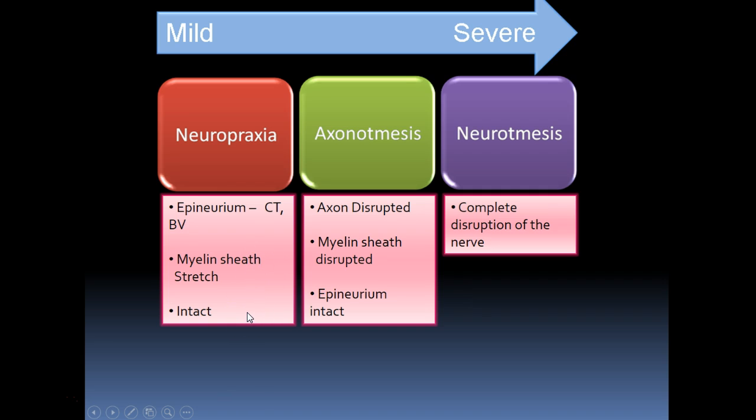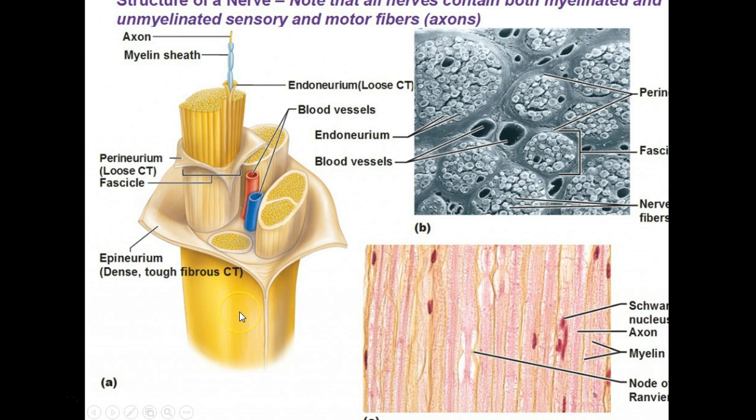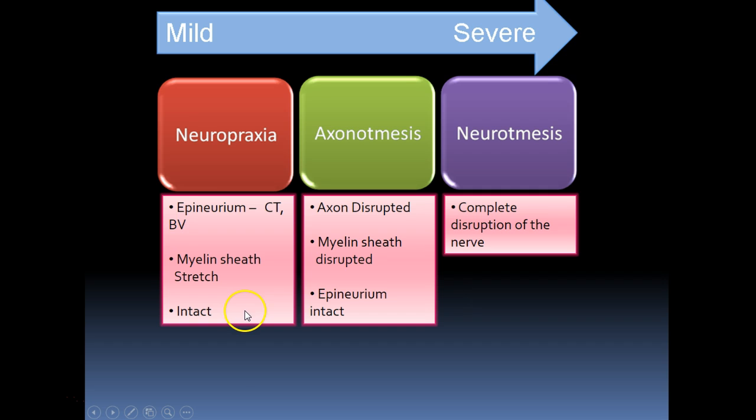Everything is intact. So the epineurium's intact. Let's go back here. The perineurium's intact. The myelin's intact. The axon is intact. So this patient might complain of numbness and tingling for a bit, but eventually it will resolve itself. So that's a grade 1 neuropraxia nerve injury.